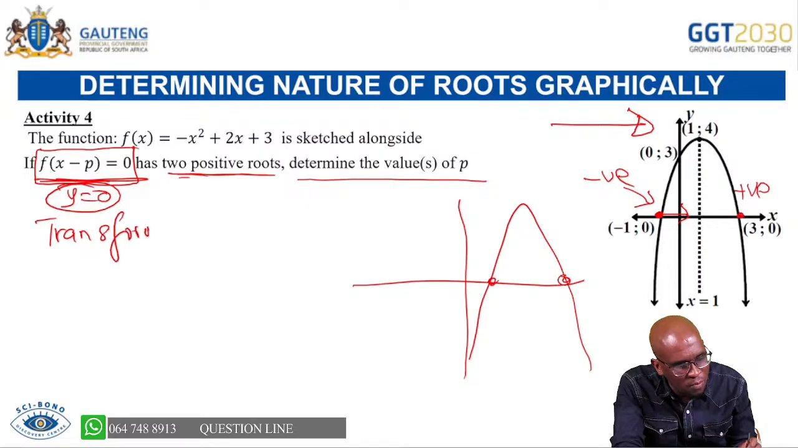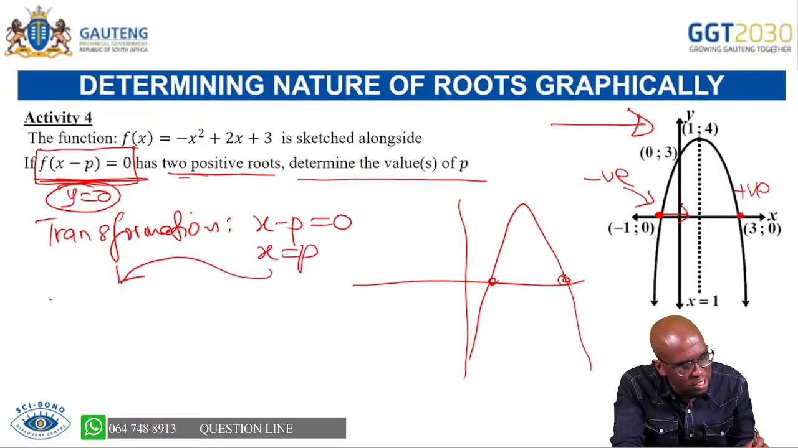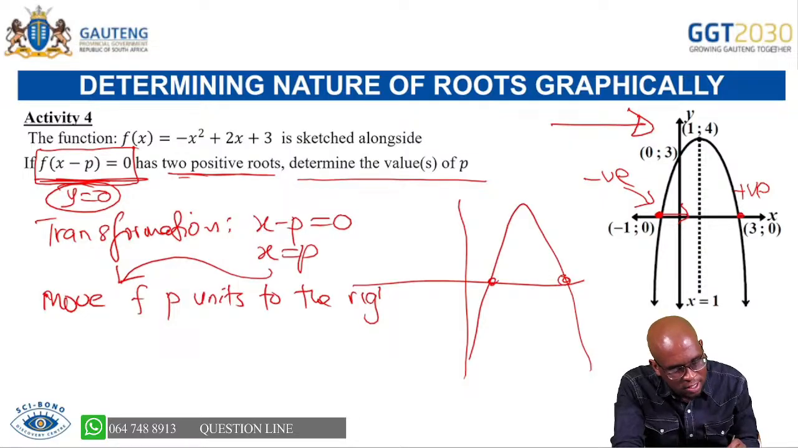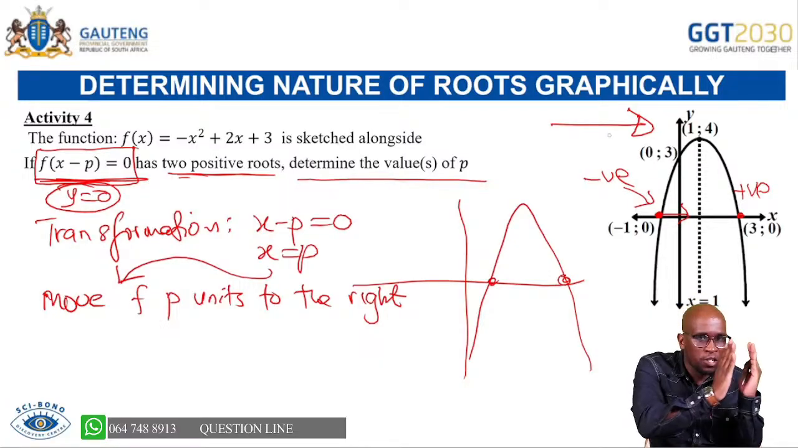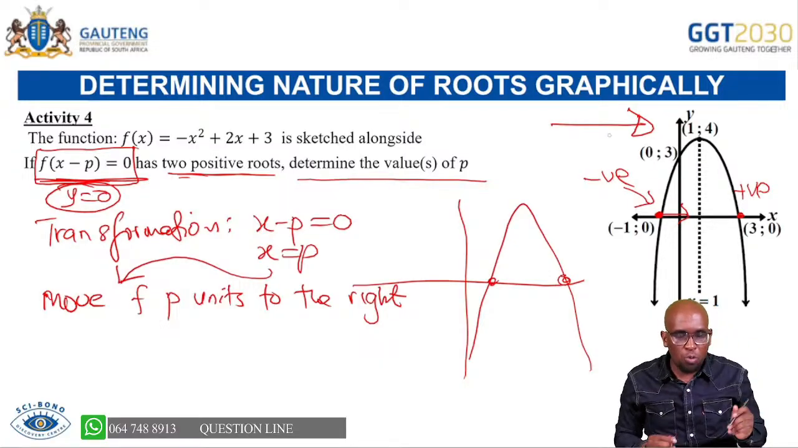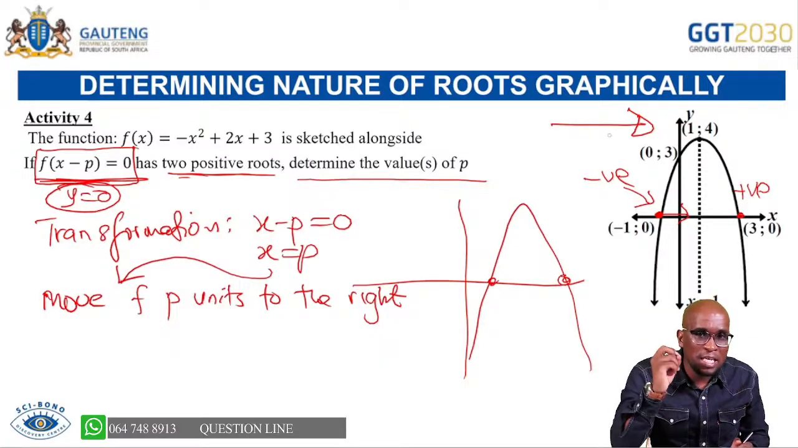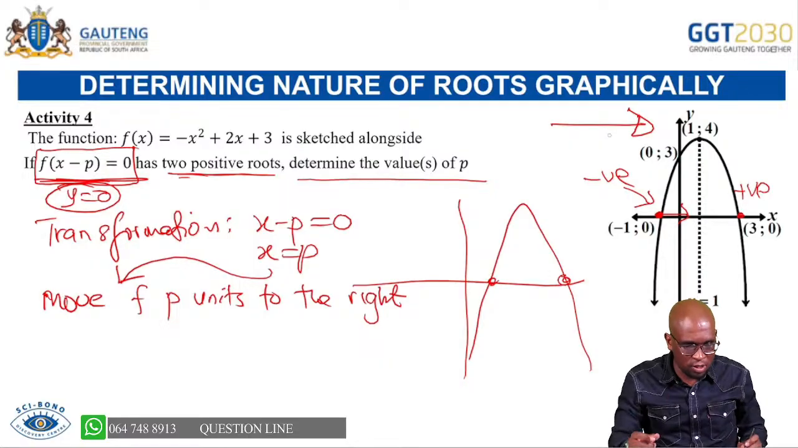What is the transformation in this case? The transformation is x minus p is equals to 0, x equals p. So this means that we move f p units to the right. It has to shift to the right. So we know the graph would be shifting to the right. Now we want to know by how many units. So it's p units for now.